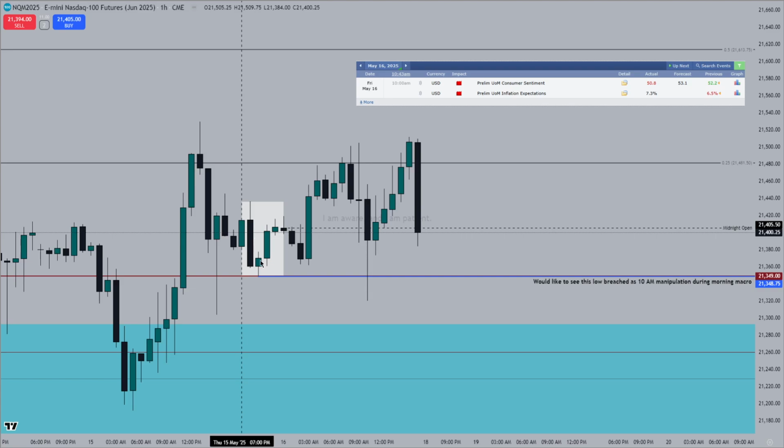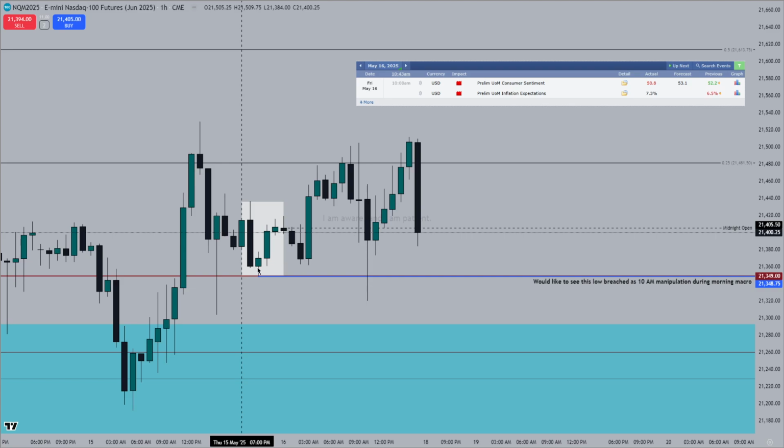You can see the low of that range, I highlighted it as I would like to see this low reached as any manipulation during the morning macro. Now, obviously, this wasn't as precise as I hoped it would be, and it's okay. This move did not happen during the morning macro, but it did happen during the 10 a.m. hourly candle. So as you can see, price, with the benefit of hindsight, had an interest in moving higher.